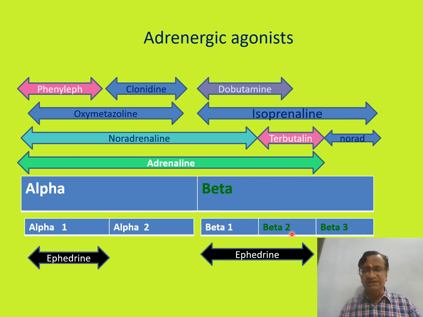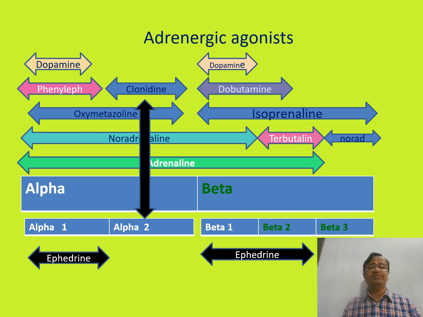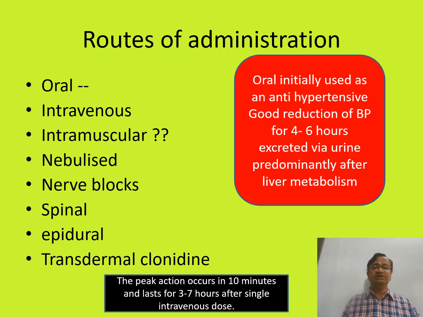Dopamine is beta 1, beta 2. So that is why there is some inotropy with some vasodilatation and decreased afterload. Dopamine, we can see here, all these things are available, beta 1 and alpha 1. So what we are going to check about is the alpha 2 stimulant, clonidine.